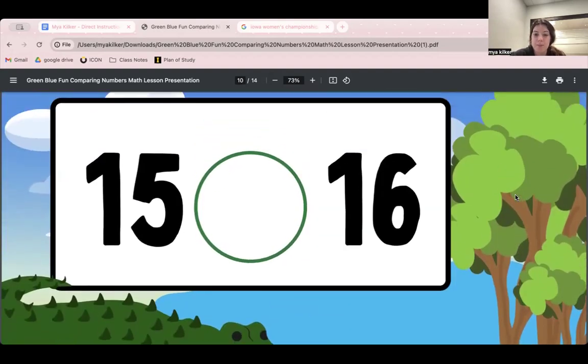This one, however, could be trickier. So we're going to look at the tens digit, which is a 1 on both. And you think, oh, these are equal. They have the same tens digits. But 15 and 16 are not equal. We need to look at the ones digit next. 5 is less than 6. So we have to eat the bigger number. So here we're going to have 15 is less than 16.